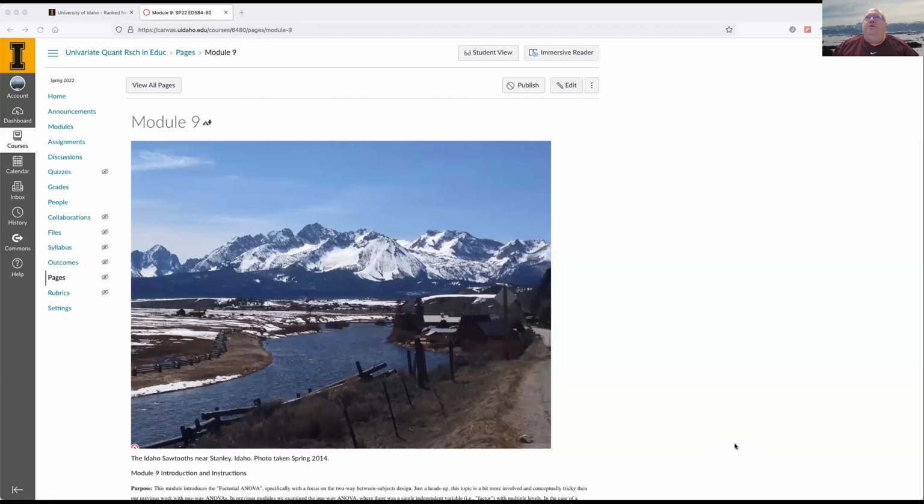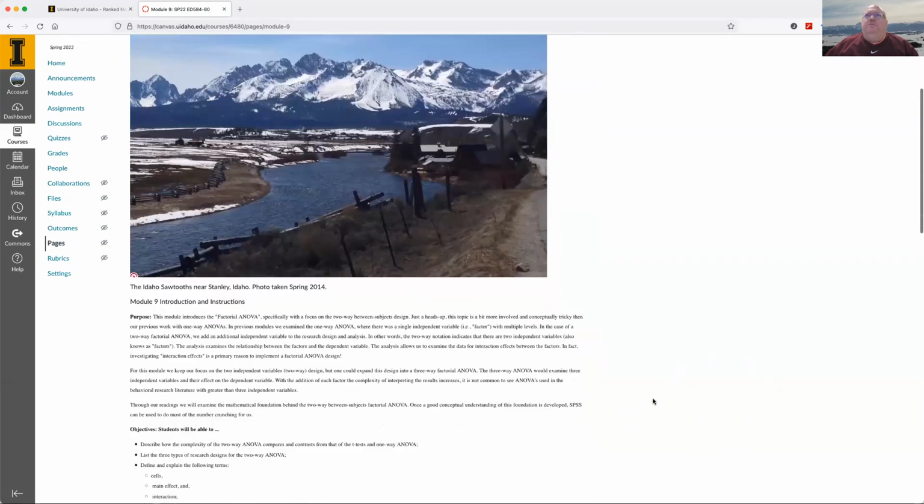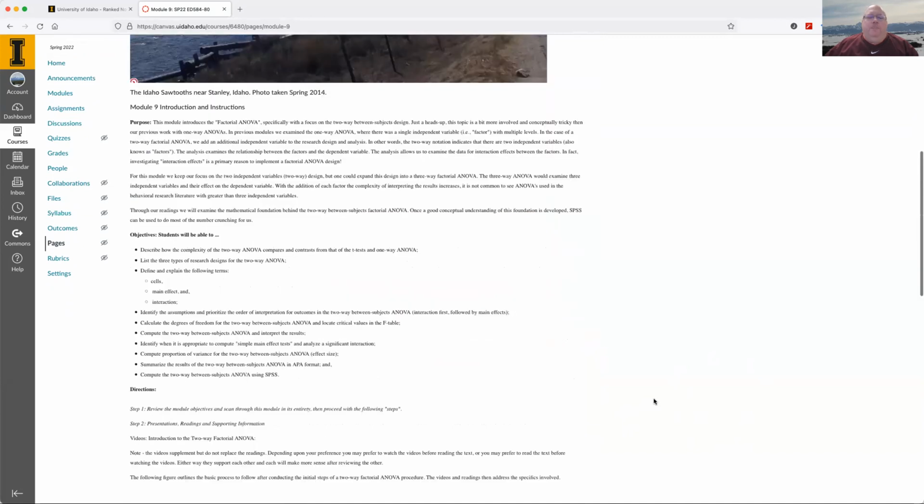All right. So I'm sharing with you the website for module 9, the Canvas website. So let's get going here. The photo I have was taken in the Idaho Sawtooth near Stanley, and I took this in the spring of 2014 when there was still plenty of snow up on the mountains. So let's go into the module.